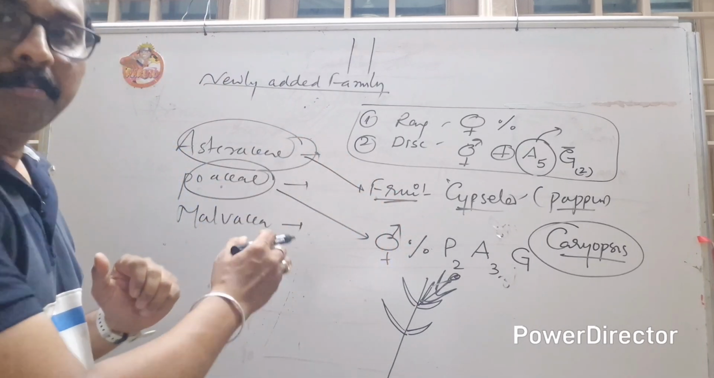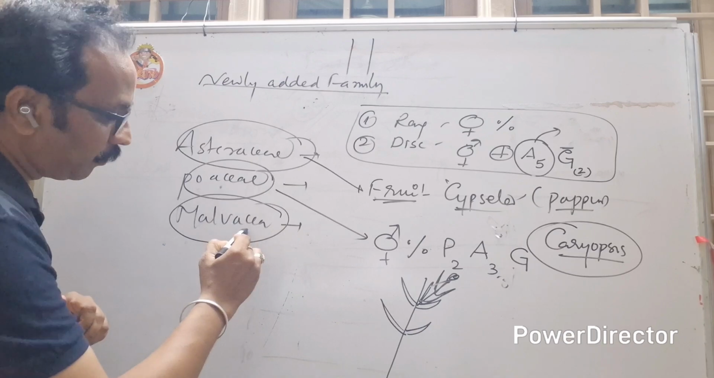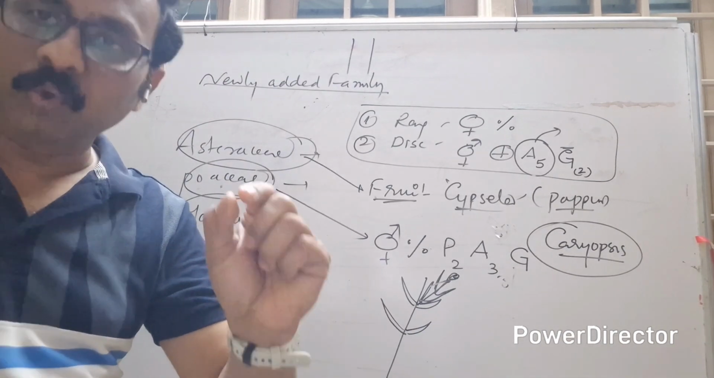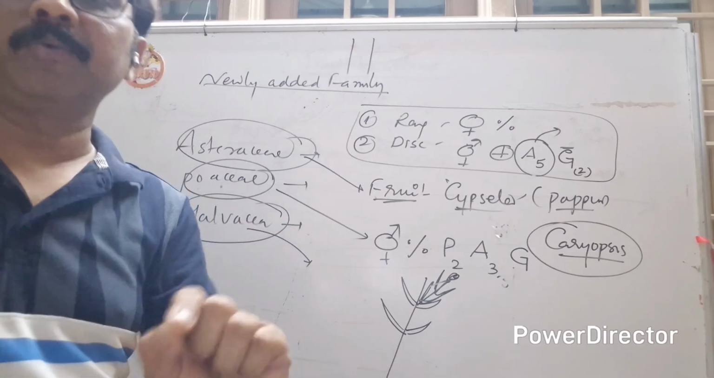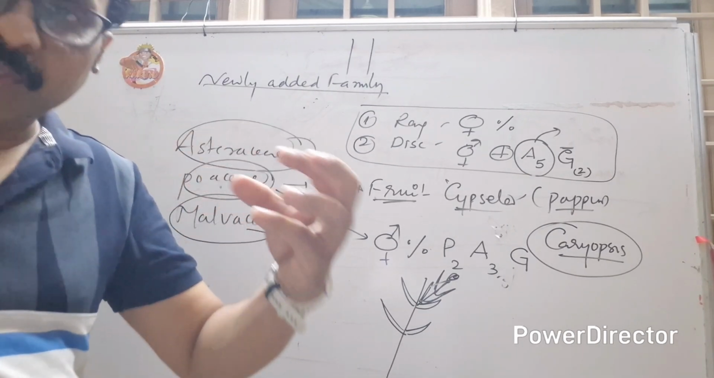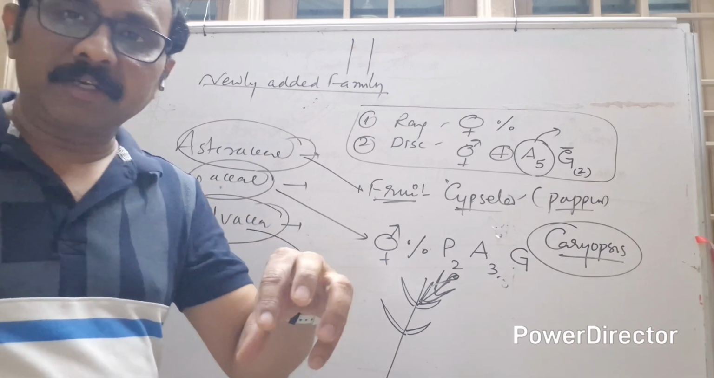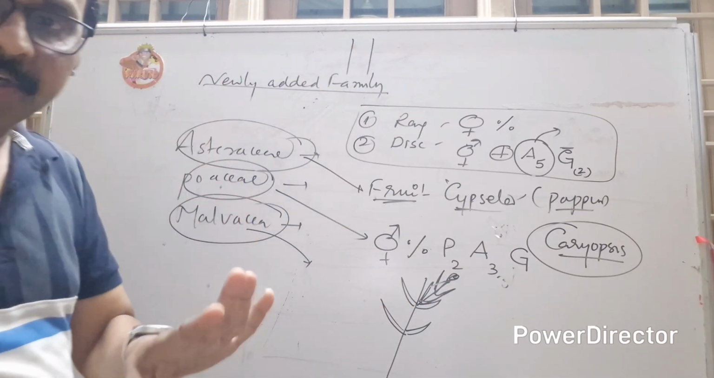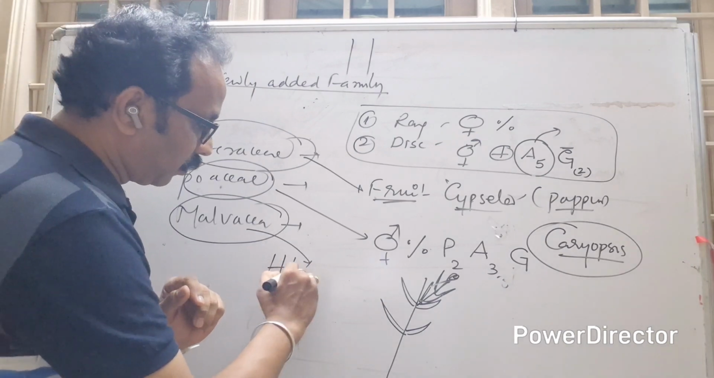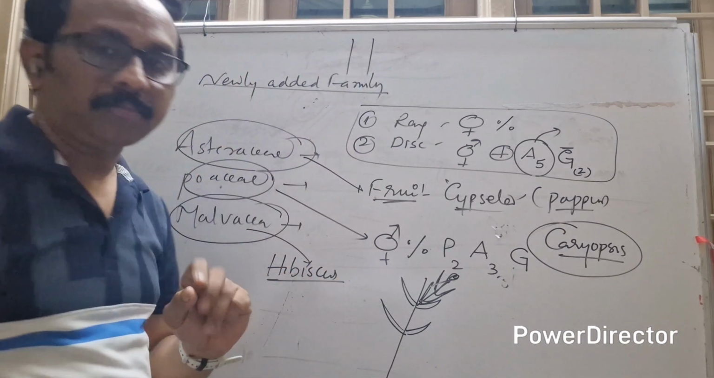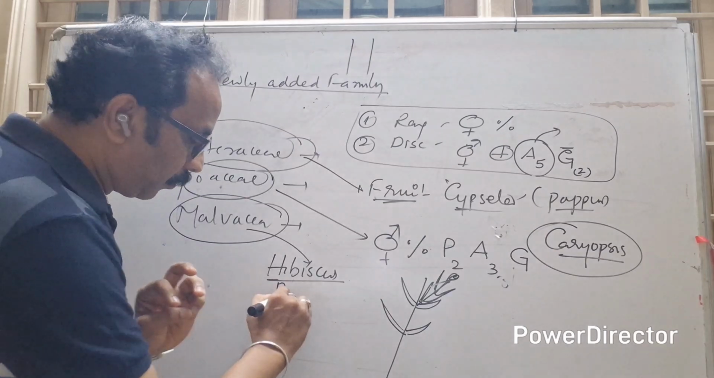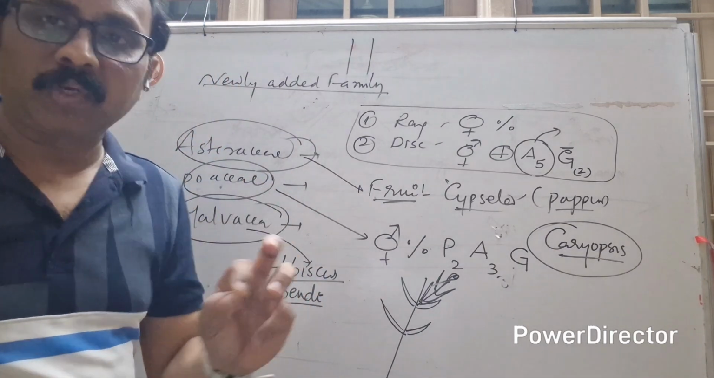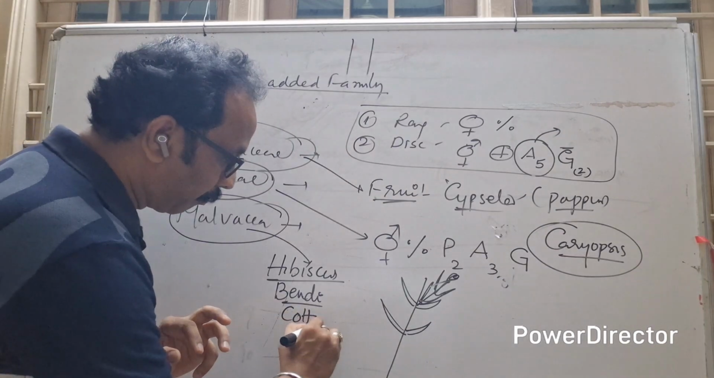When it comes to the Malvaceae members, it is also a newly added family. Malvaceae is also called the shoe flower family or mallow family. Once you remember the plants, you can easily remember the characters also. For example, the most important plants are hibiscus, bendi (Abelmoschus esculentus), and also cotton.